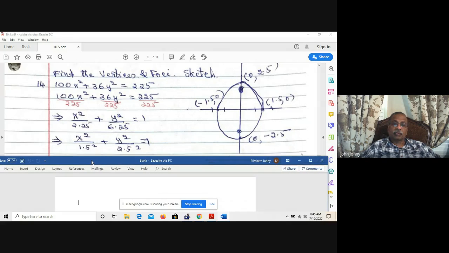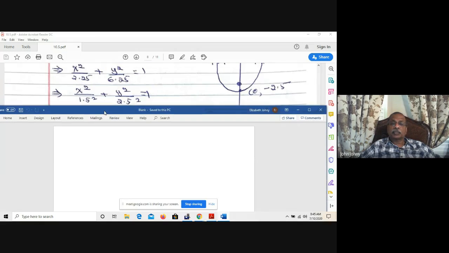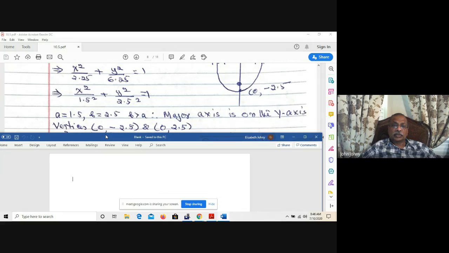That is x²/(1.5)² + y²/(2.5)² = 1. You compare it with x²/a² + y²/b² = 1. So a is 1.5, b is 2.5, b is greater than a. So the ellipse is stretched vertically. That means the major axis is on the y-axis. So the vertices are (0, −2.5), because it's on the y-axis, and (0, 2.5).